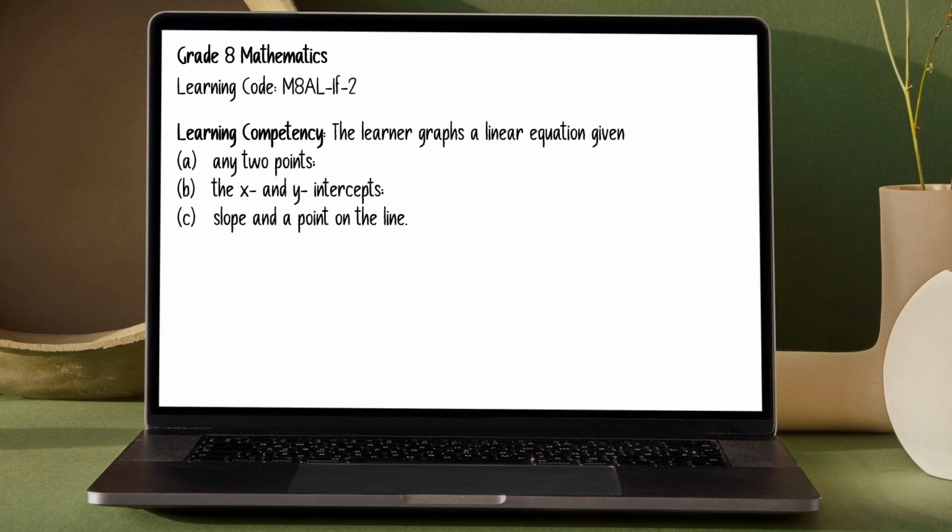So let us go back to the learning competency for this lesson. The learner graphs a line given any 2 points, the x and y intercepts, and slope and a point on the line.